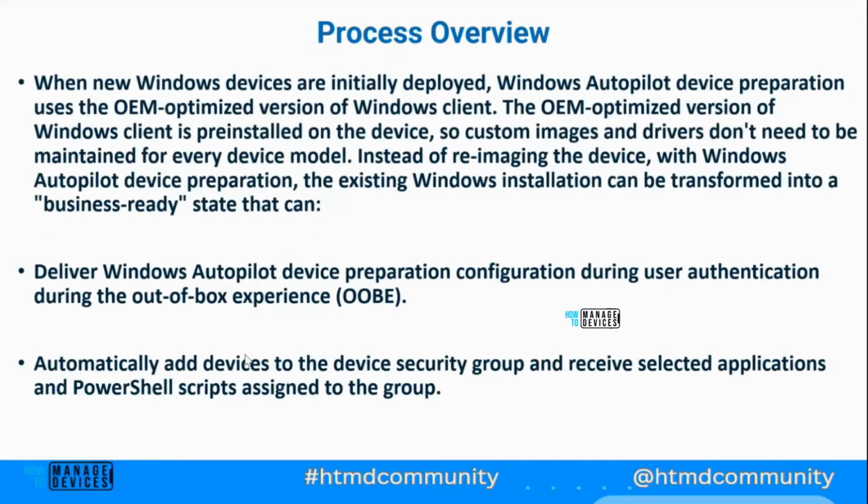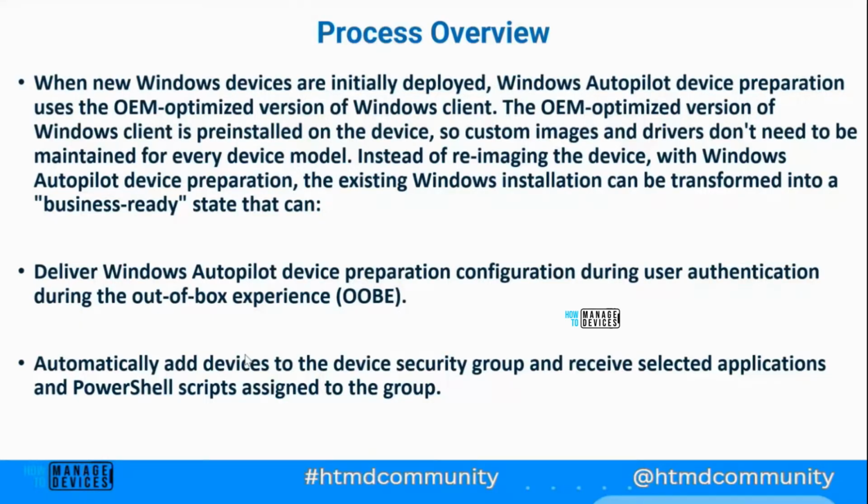Again, just a process overview. I already told you it is not a complete deep dive into the theory, but I just wrote a few points of the process overview. When a device is initially deployed, Windows Autopilot device preparation uses the OEM optimized version of Windows client, which is pre-installed on the device. So the custom images and the drivers don't need to be maintained for every device model. Instead, by re-imaging the device with Windows Autopilot device preparation, the existing installation can be transformed into a business ready state.